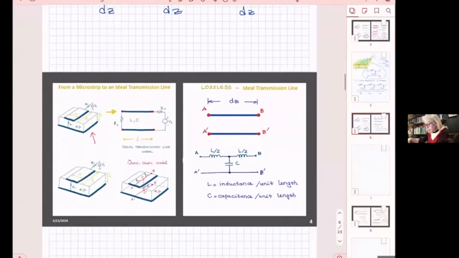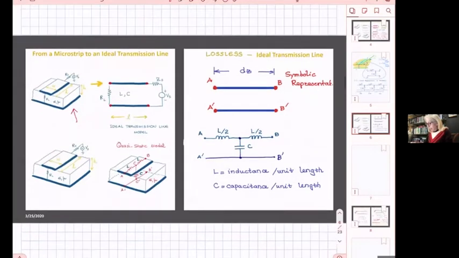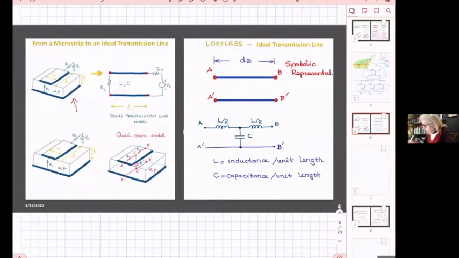Okay. So now we have been able to find this for a short section. First of all, I want to remind you, this is the physical representation of the microstrip. This is what we call the symbolic representation of the microstrip. Whenever you see two thick lines, not as thin as in circuits, we'll use them quite a bit. This is called the symbolic representation. And down here, you have the circuit representation. So this is the circuit.